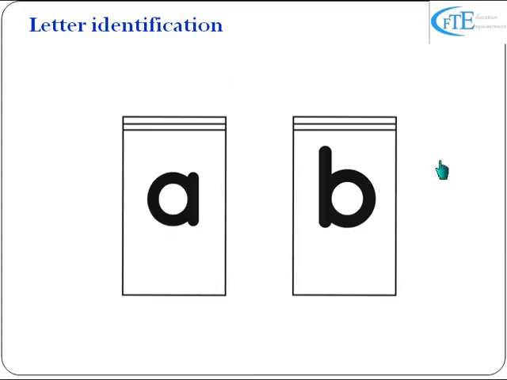Then place the 2-letter cards side by side and play with your child. When you say A, your child has to put a finger on this card, and when you say B, your child has to put a finger on this card and repeat the sound. B, A, A, B, A, B, B, B. Now this becomes a game for the child, and they learn how to identify the letters and the sounds very quickly.